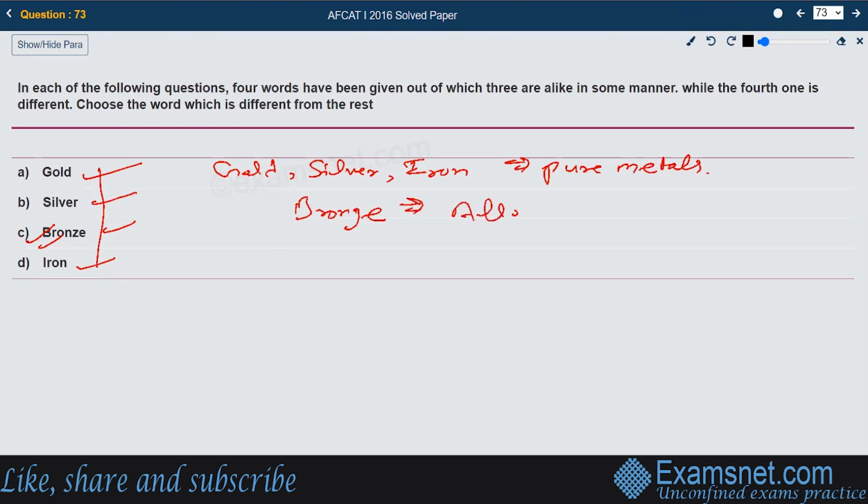It is an alloy. Bronze is an alloy, primarily an alloy of copper. So the answer is bronze. That is the odd one out. The other ones are pure metals. Only bronze is the wrong one.